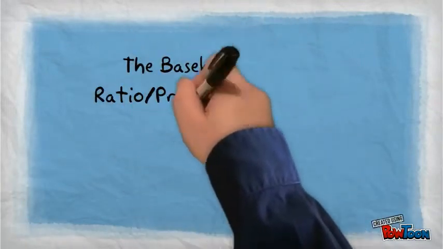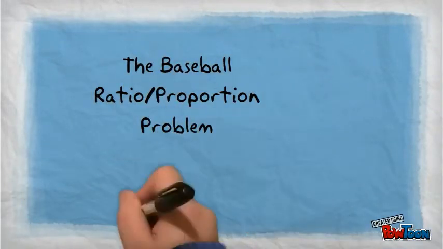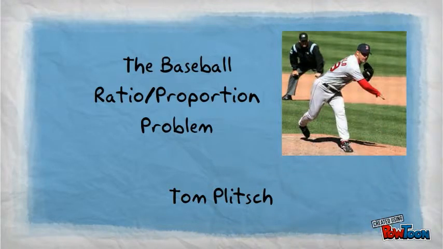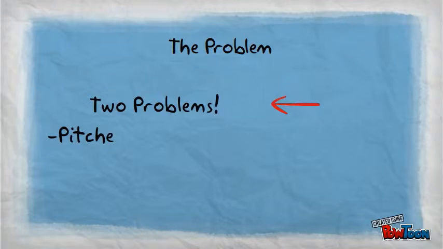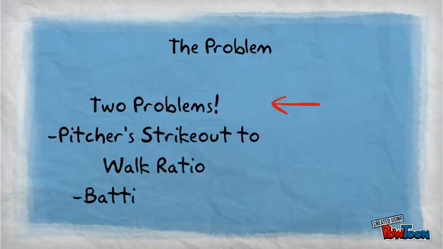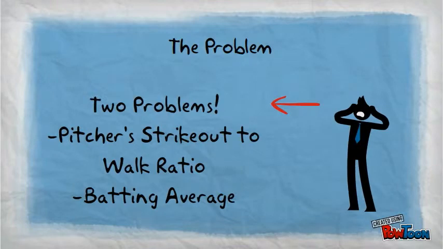Today, we will investigate ratios, proportions, and baseball. It's the baseball ratio proportion problem. There are two ratios in particular we will work with, the strikeout to walk ratio and the batting average. Don't worry, it won't be hard.